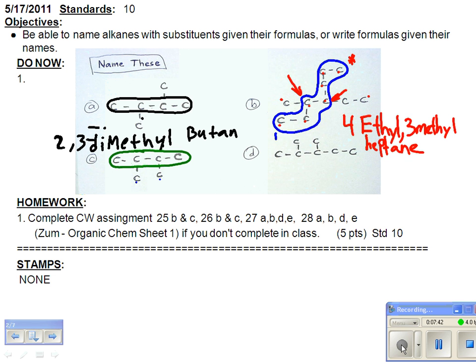Doesn't matter what color? No. Any color you want. Okay, so it's going to be 2, 3, dimethyl. Di because there's 2 of the same kind. Dimethyl and yes, it is a butane. And butane, you could make a capital or lowercase, it wouldn't matter. You don't have to capitalize that. Very good. That's how we deal with number C.